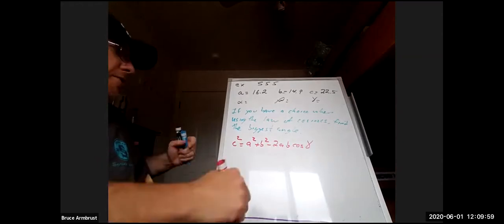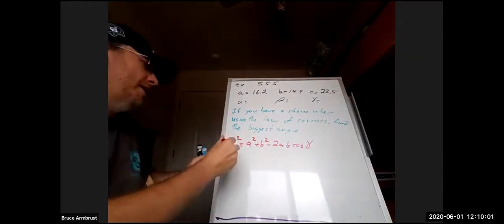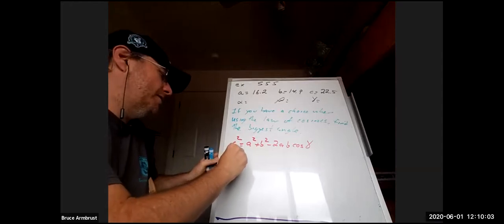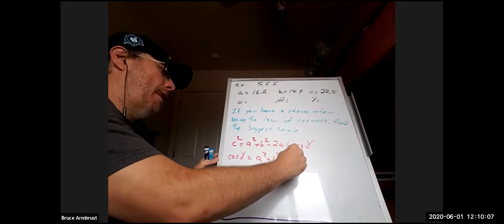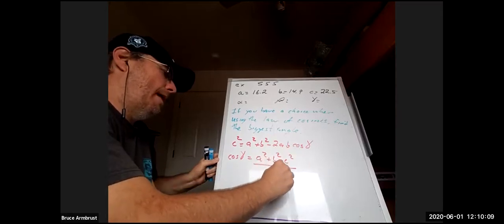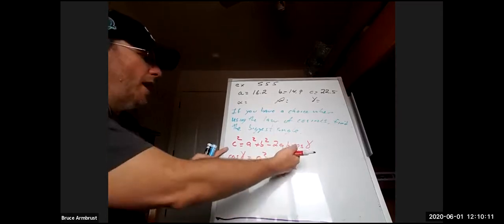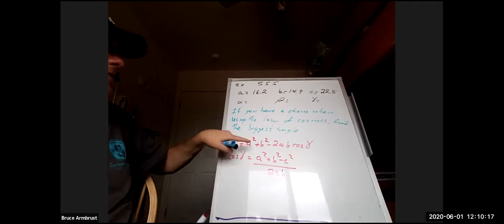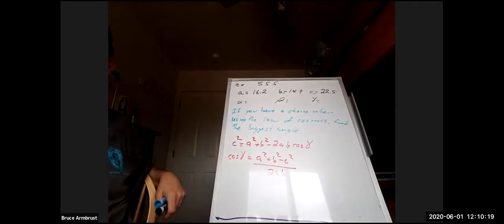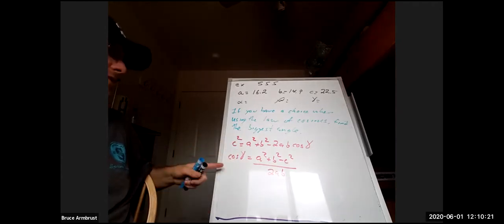And so what I'm going to do is solve this for cosine of gamma. I'm just going to do a little bit of algebra real quick. So I'll swap the c squared and the piece with the cosine of gamma, and then I'll divide by the 2ab. So cosine of gamma is equal to this.